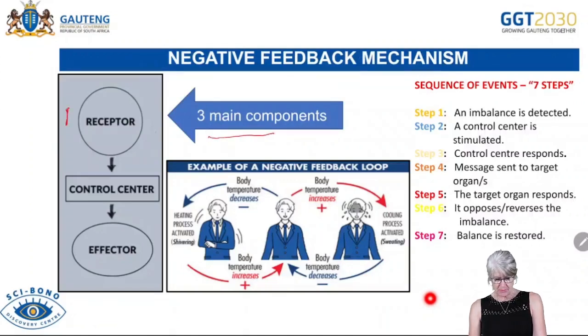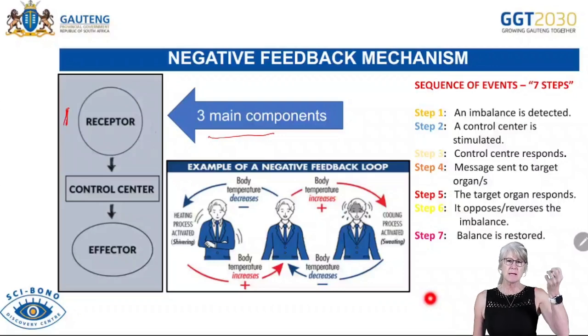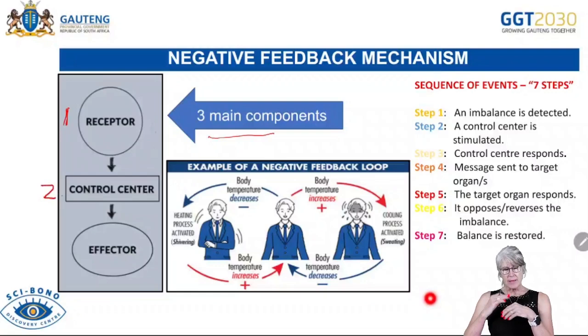The first one is the receptor. So something must pick up that there's an imbalance. And then what does it do with that information? That information must go to the controlling center, which is part 2. And that controlling center is going to say, okay, there's too much carbon dioxide in the blood. We need to maintain or restore the correct levels. So then it triggers an impulse that is going to cause an effect to the effectors. And in this case, it would be your breathing muscles.